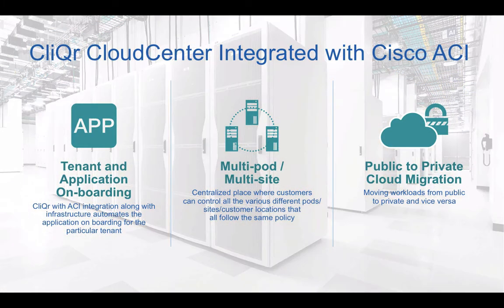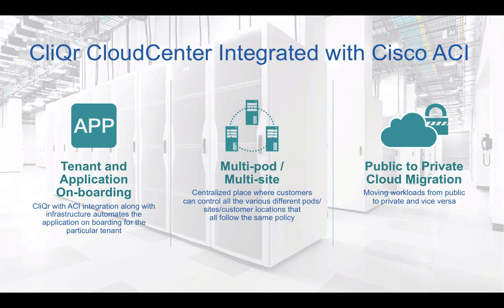The 3 main use cases we have with CliQr integration into Cisco ACI is, first and foremost, tenant and application onboarding. What this means is CliQr allows me to do the day-to-day activities of deploying application profiles, endpoint groups, contracts, and filters. CliQr also allows me to have a multi-pod or multi-site environment. For example, I may have 3 ACI data centers. I can use a single instance of CliQr to deploy to all 3 of those data centers. Even if they're managed as 3 independent ACI clusters, I can use CliQr to sit on top of that and be my central point of management.